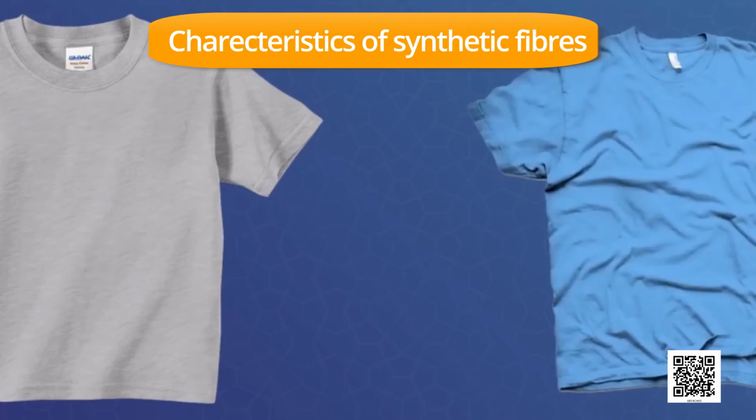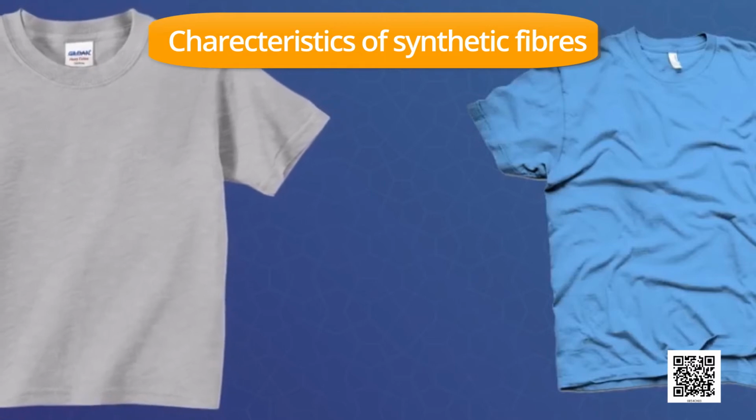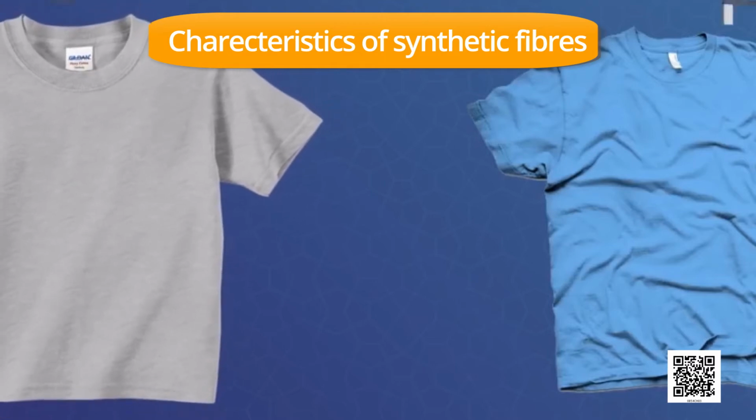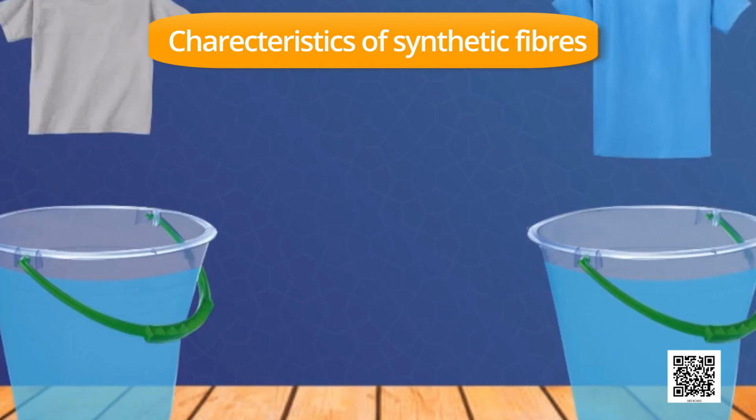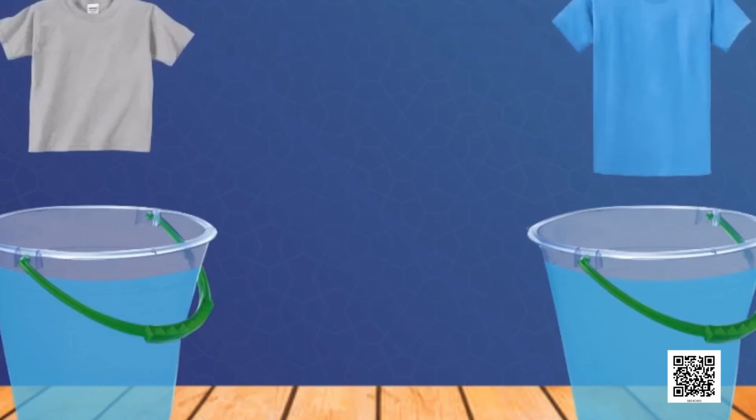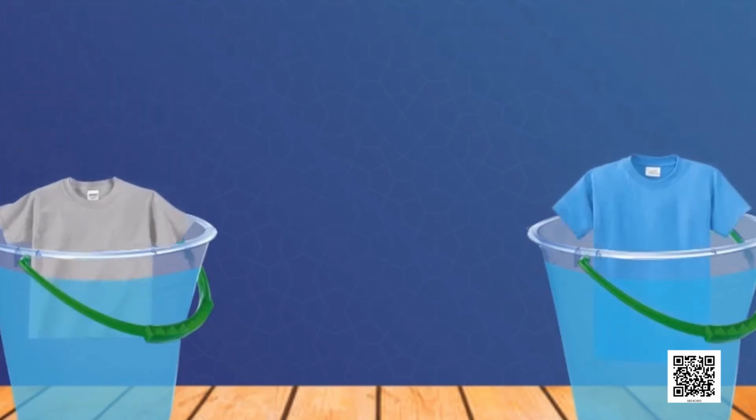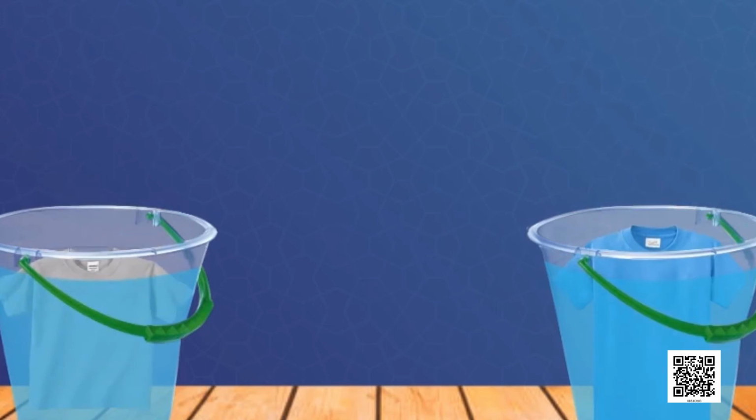Clothes made up of synthetic fibers wrinkle less in comparison to clothes made with cotton fiber or natural fibers. If we take two clothes, one made with synthetic fiber, other with cotton fiber, and put them in two buckets full of water, we will observe that the bucket with synthetic fiber cloth will have more water, which means synthetic fibers absorb less water in comparison to cotton fibers and dry up quickly.